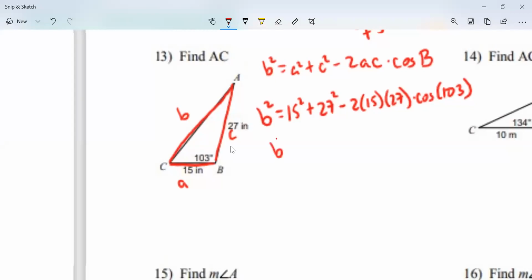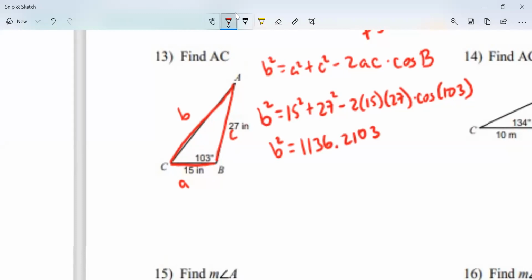You guys might be like, well, this is pretty lengthy because I'm not quite done yet. So b squared is 1136.2103. I'm using 4 decimal places because I'm not quite done yet. I'm solving for b, not b squared. And we talked before how to get rid of an exponent.